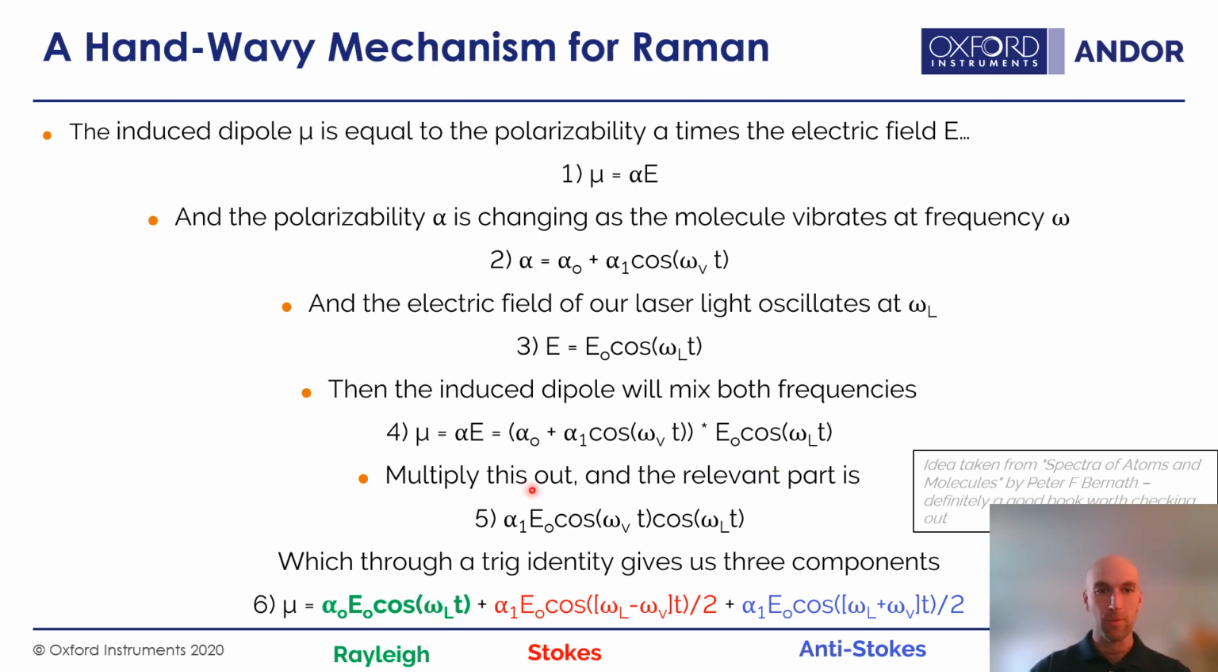We multiply this out, this chunk here, and the relevant part is alpha sub 1. This is how much the molecule's polarizability is changing with vibration, times the magnitude of the electric field, and then the product of these two cosine terms, one dependent on the vibrational frequency, one dependent on the laser frequency. And again, it's not that you're modulating the laser, this is just the laser's changing electric field with time.